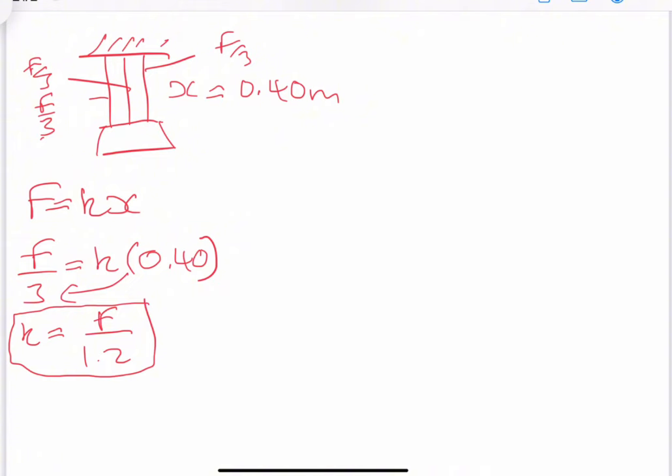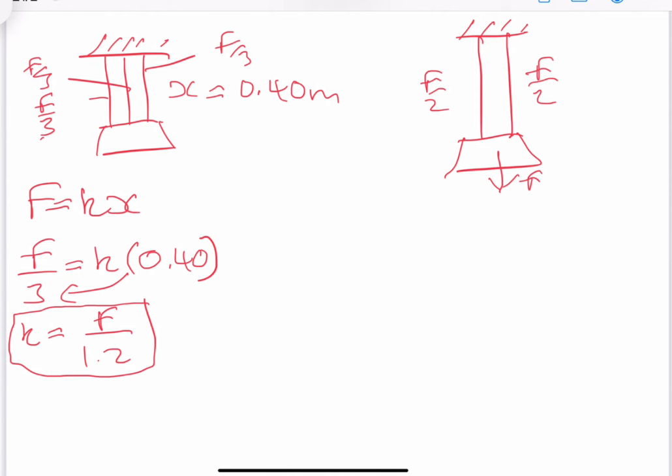So I want to find the new extension. One of the wires breaks, meaning that I'll be left with this scenario here. Okay, so I now have two wires, but the force hasn't changed. The force acting downwards is still F, but these two are now sharing F over 2. That one gets F over 2. We know that F is equal to Kx, meaning that the force now is F over 2, and the value of K is F over 1.2, and we want X.